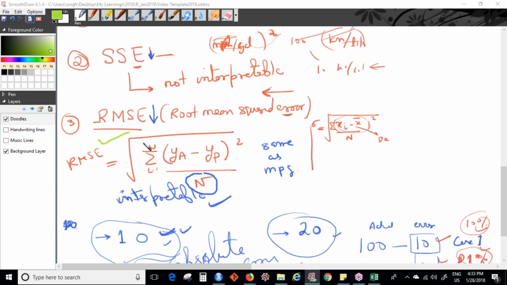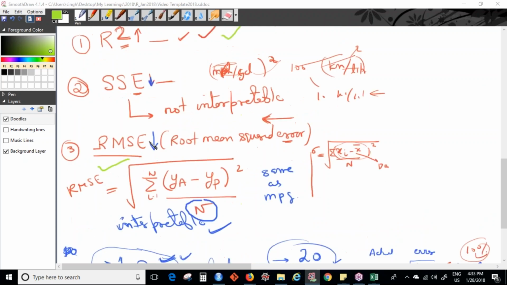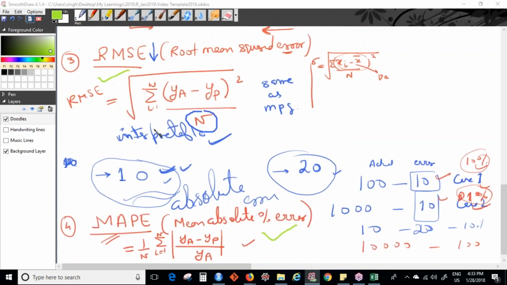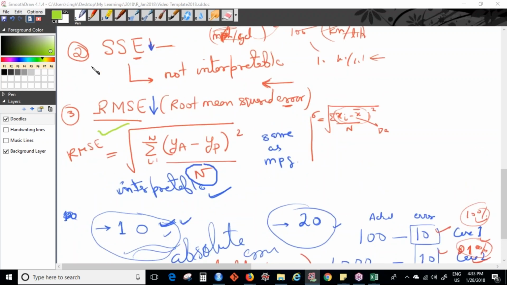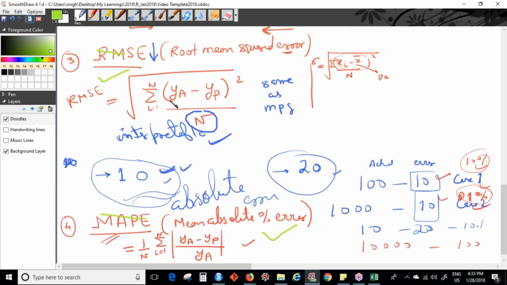These things will be same for all models. For all regression models, the evaluation parameters will be the same. We will use the same sum of squared error, RMSE, and MAPE to evaluate all regression models, not only linear regression model, but all regression models.